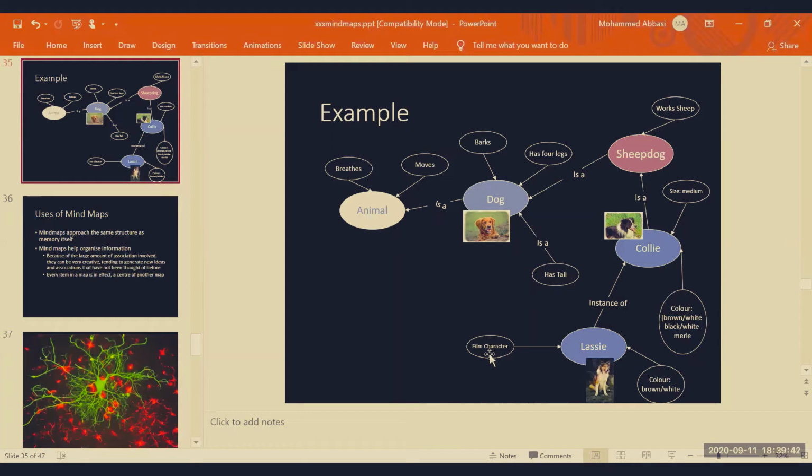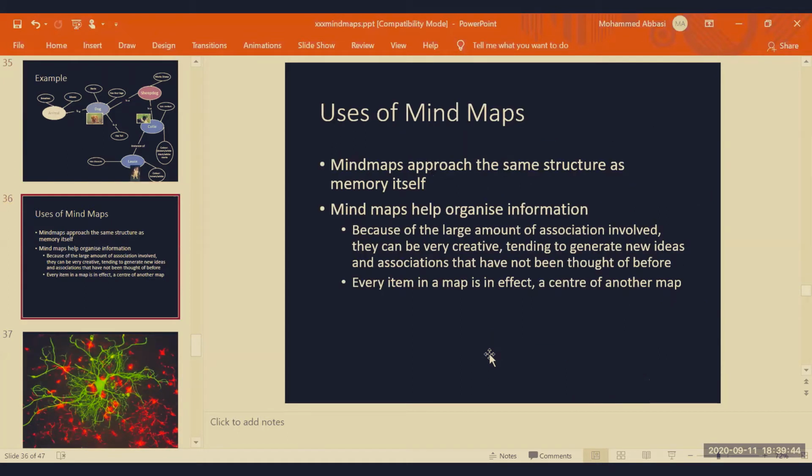Now, uses of mind maps. Mind maps approach the same structure as memory itself. Remember, mind maps look similar to brain cells. They are like brain cells. You can actually imprint a whole mind map on one of your brain cells. Tony Buzan was mentioning something in one of his lectures that a human being has 100 billion, not million, 100 billion brain cells, and that we use a minute portion of our brain during our entire lives.